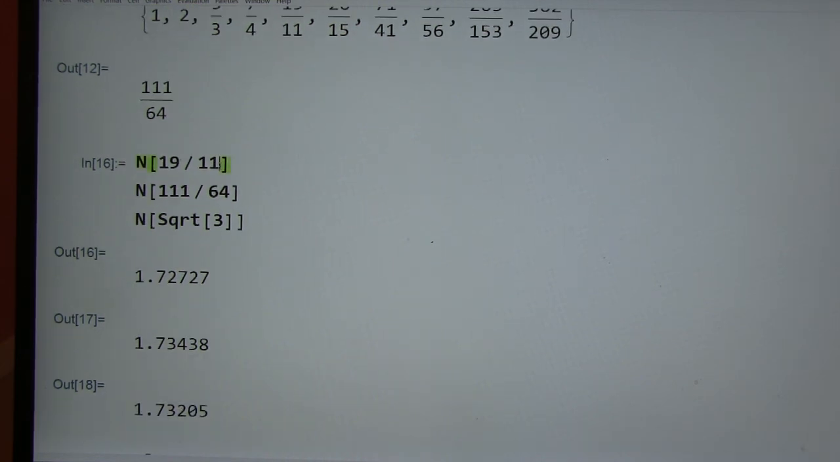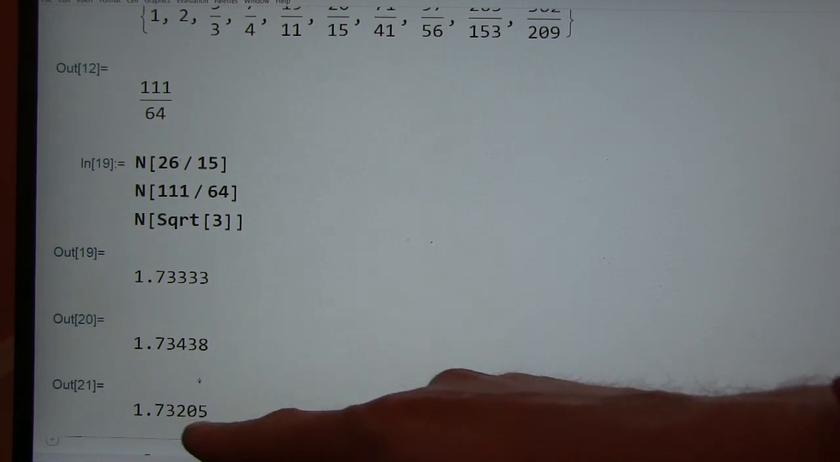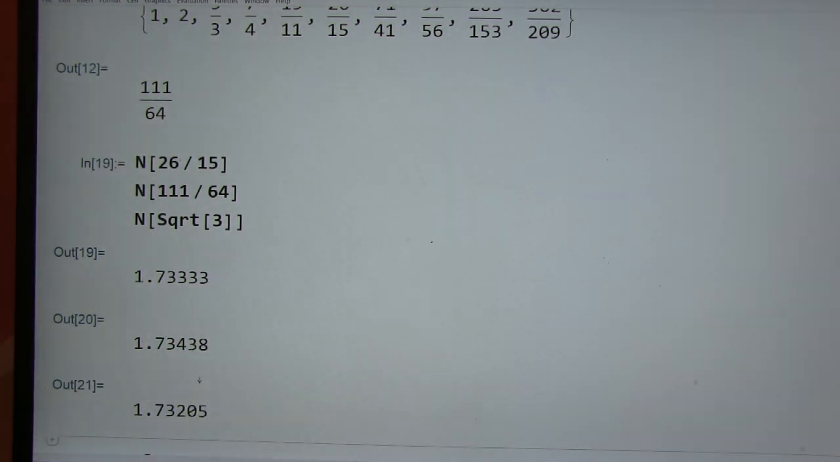So let's see if we can find the first one that beats it. 26 over 15. 1.733333. Looks like this does beat it. Yeah, it is a little closer. 1.732, barely close. 1.734, 1.733. Okay, so the continued fractions give us sort of the best approximations.